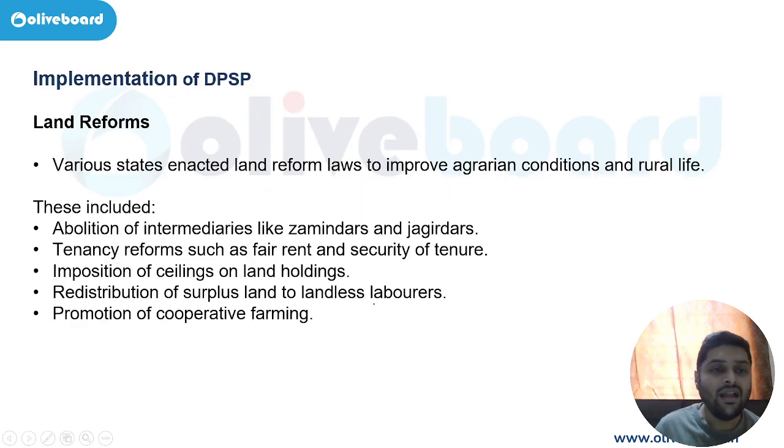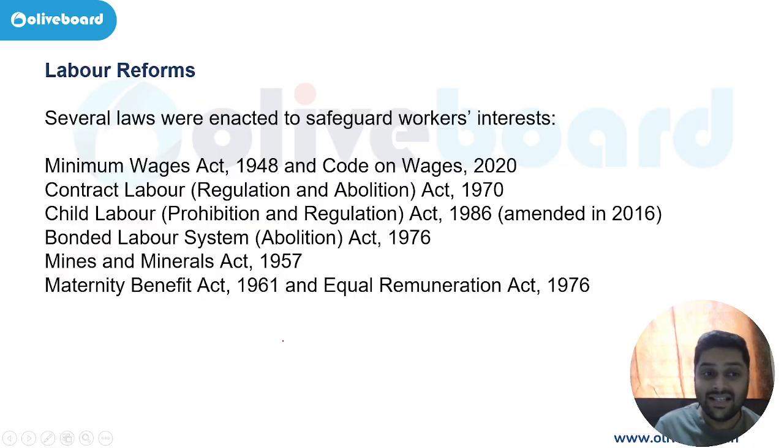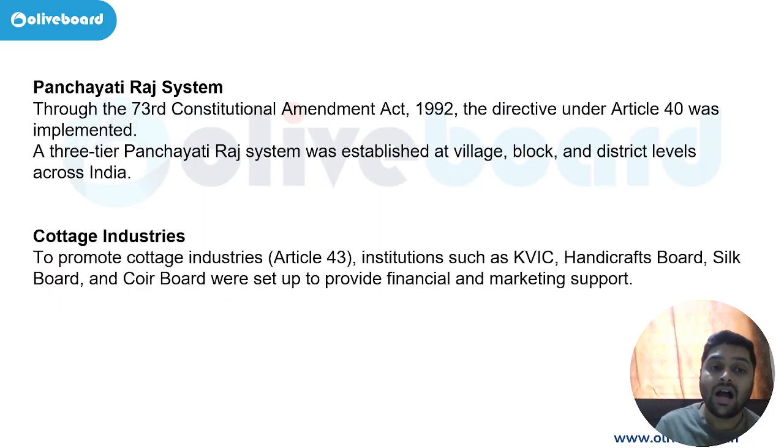Okay. Implementation of DPSP: we have land reforms, how the state implements these DPSPs. These include abolition of the zamindari system, correct? Tenancy reforms such as fair rent and security of tenure, imposition of ceilings on land holding. We have redistribution of surplus land and promotion of cooperative farming. Remember cooperatives? These are the ways the state implements them, correct?